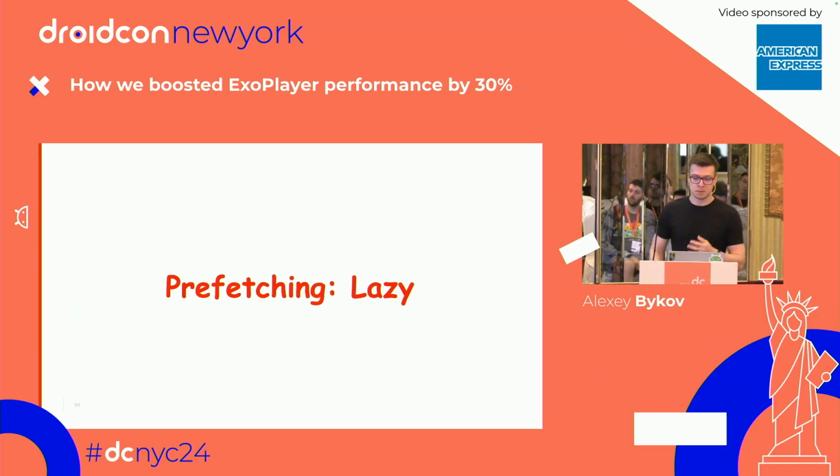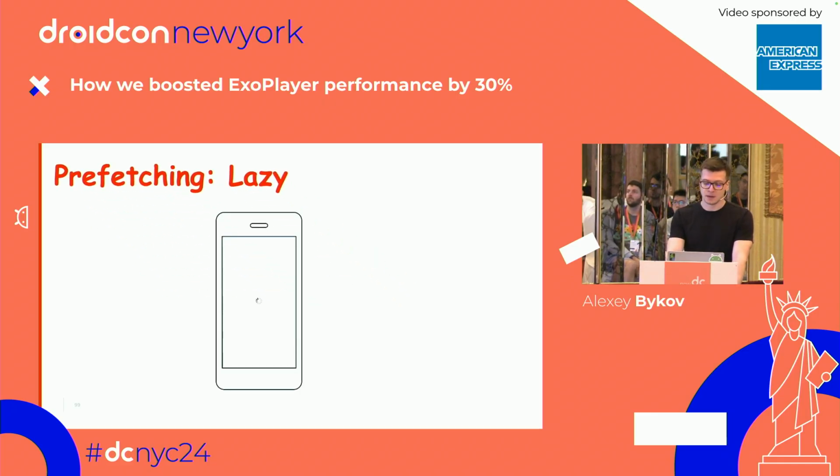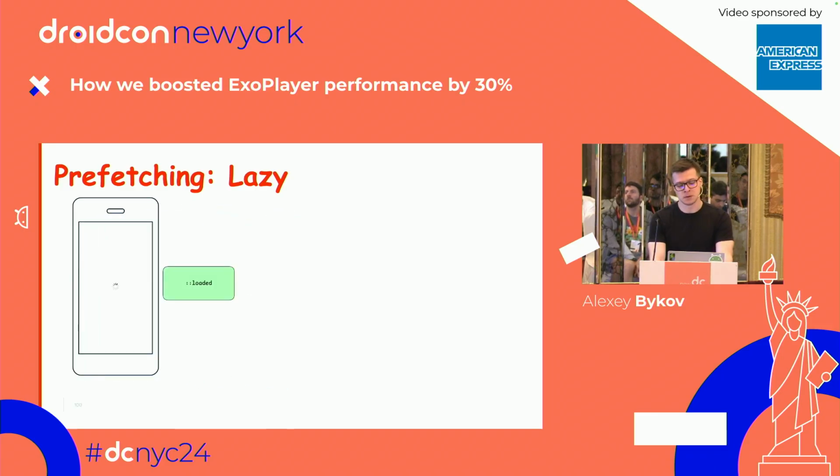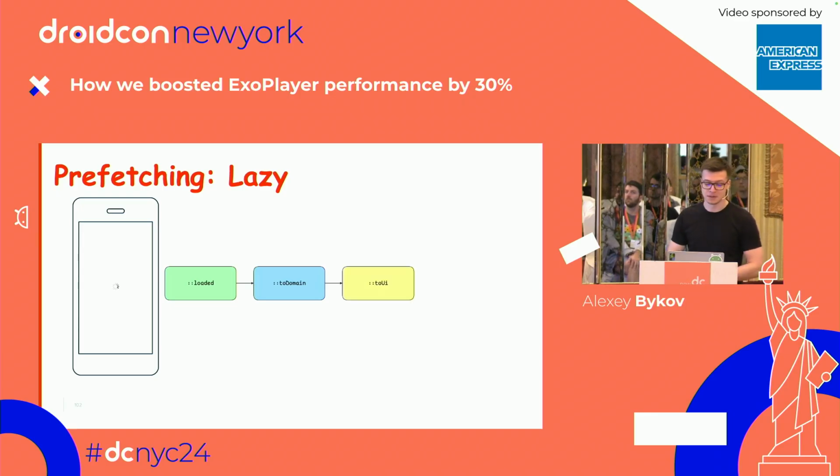So, after we implemented caching, the first approach for prefetching you can consider is lazy. How does it work? Let's take an example. When we want to load some data from the backend side and show the screen, usually video is loaded. Then what do we do? We of course use some architecture to convert everything to domain, to UI.